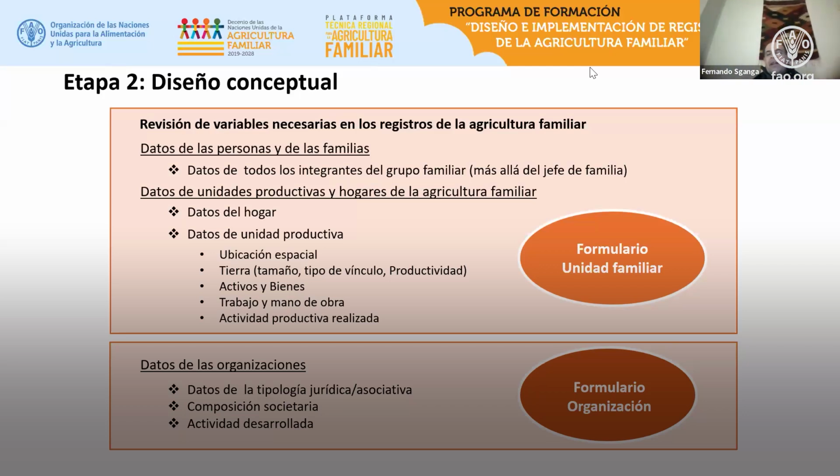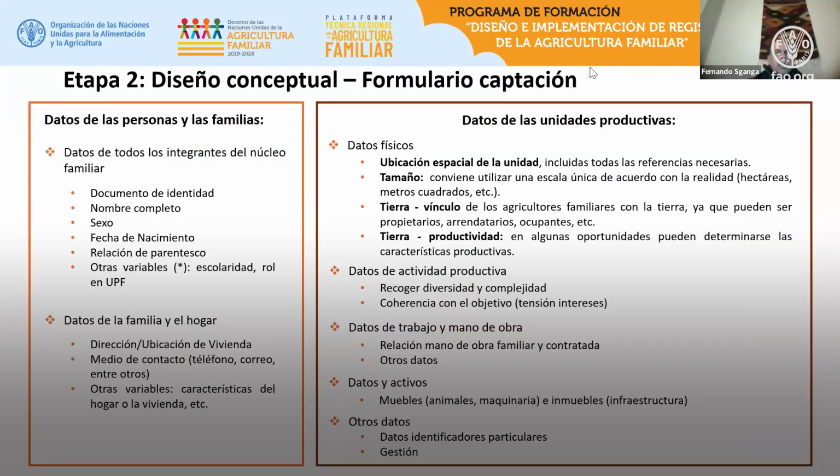And that we will collect through a form, a unit for capturing information related to the household. Let us remember that household and family farming and a productive unit merge. And organizations and data are a different thing. That is data on legal associative typology, ownership structure. One of the key elements in this conceptual design.